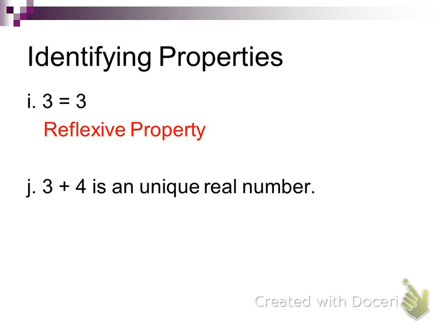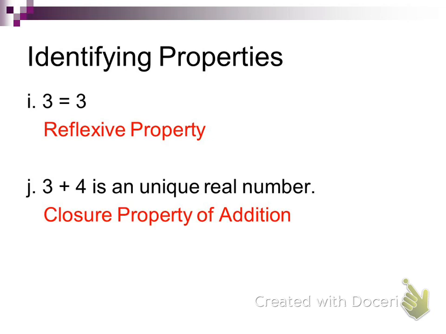All right, and when you add any numbers, 3 and 4 will work, you get a unique real number. What property is that? Closure property. Good. Of addition, because we're adding.